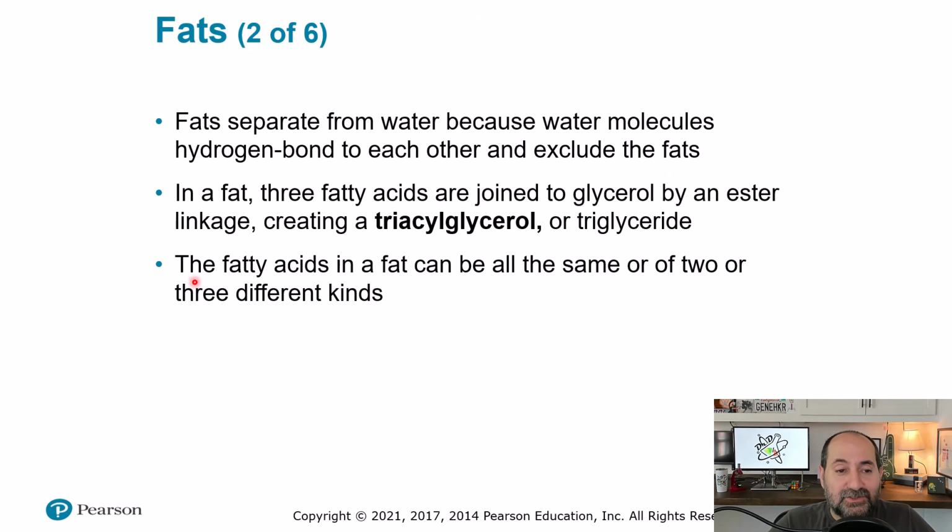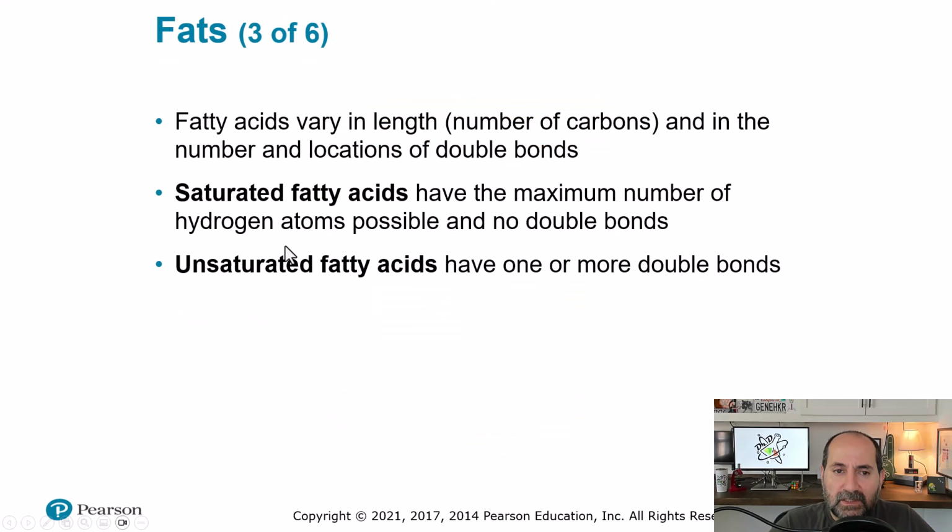Now, here's something interesting. The fatty acids in a fat can be all the same or of 2 or 3 different kinds. So what does that mean? Well, fatty acids vary in length. That means the number of carbons in the tail, and in the number and locations of double bonds. So there could be double bonds in the tail of the fatty acid.